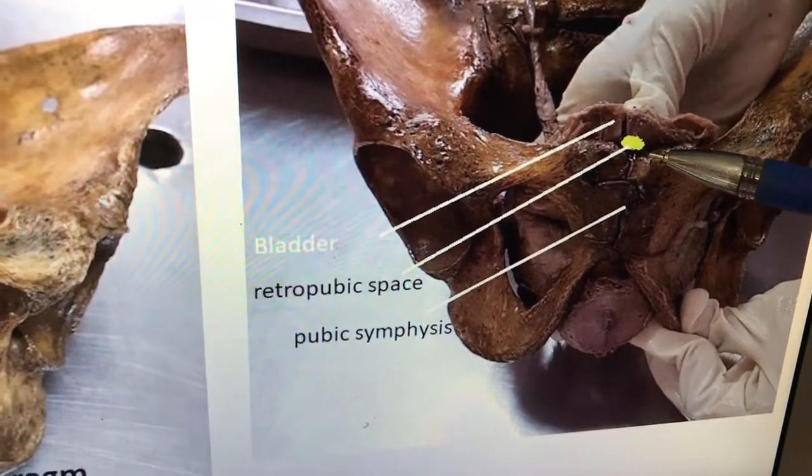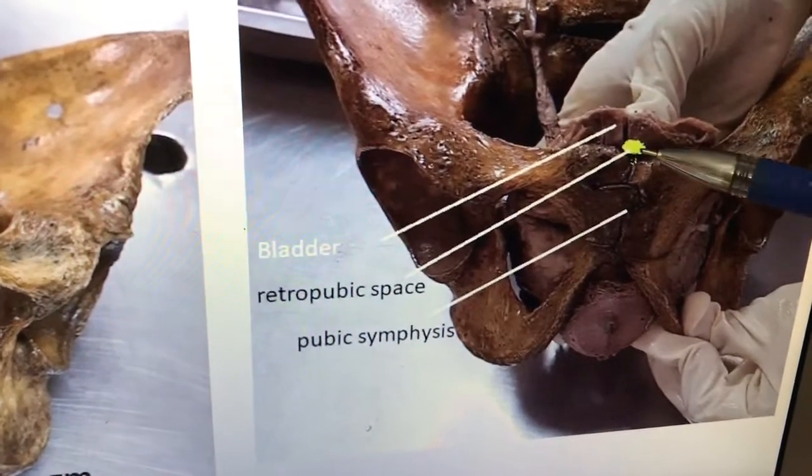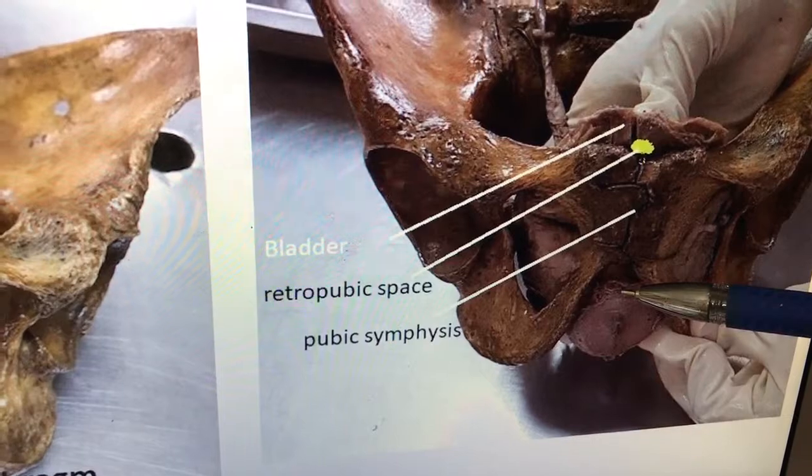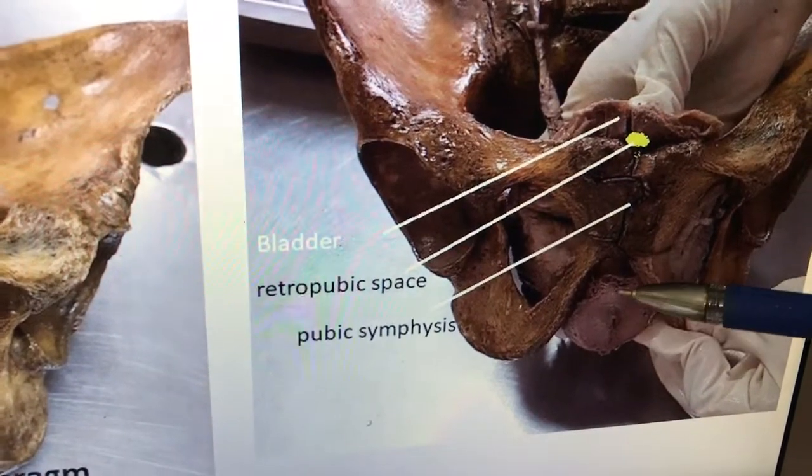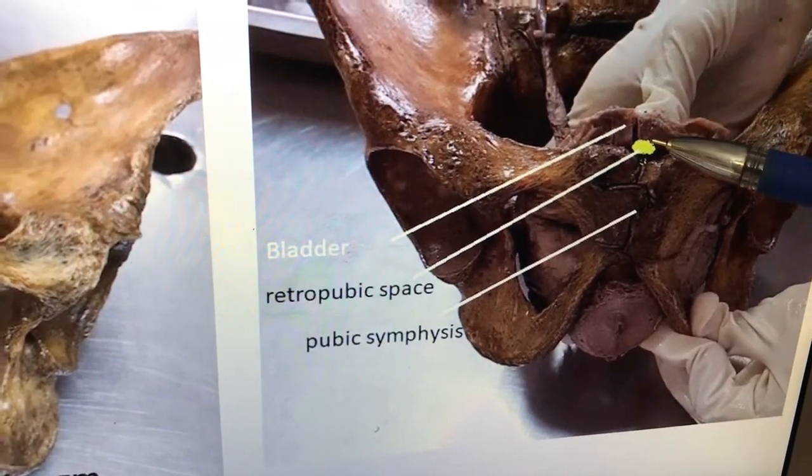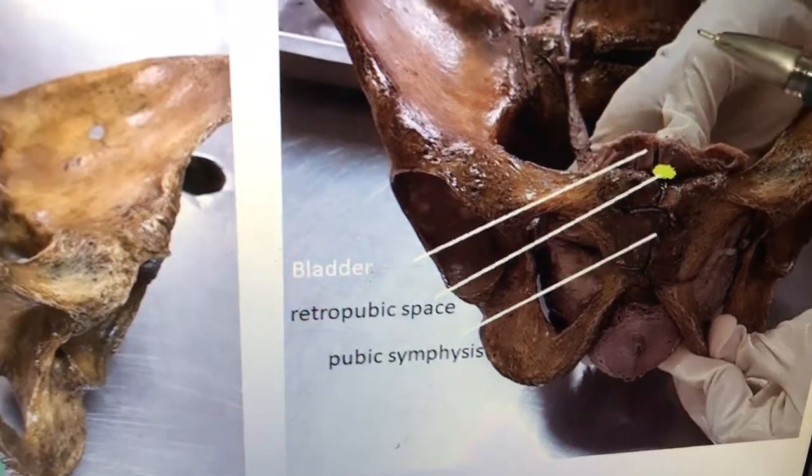Number three is the vesical venous plexus. Vesical means bladder. So the vesical venous plexus and the prostatic venous plexus, two venous plexuses are here. The prostatic venous plexus is connected with the vesical venous plexus, and posteriorly you have your vertebra.